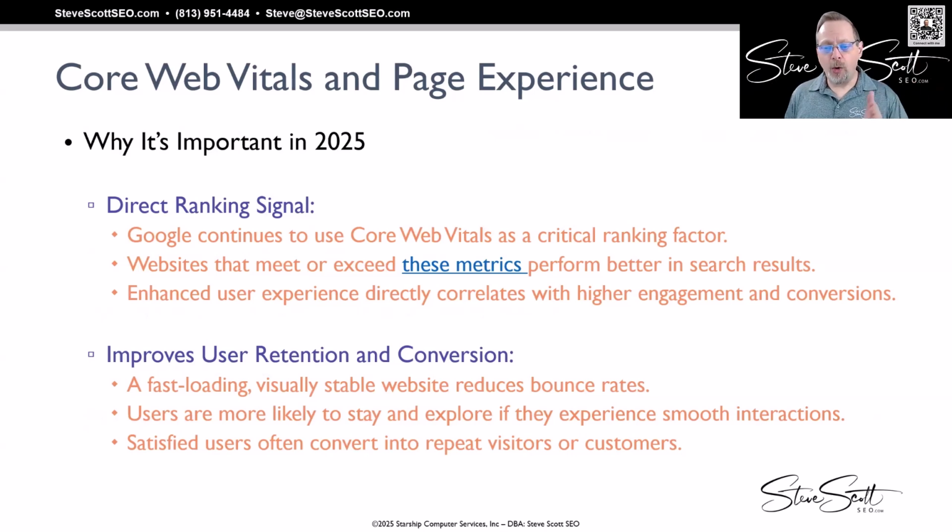Google continues to use core web vitals as a critical ranking factor. Websites that meet or exceed those metrics, and I have a link to the metrics there as well, perform better in search results. And enhanced user experience directly correlates with higher engagement and conversion. So you got to use them. It improves user retention and conversion. A fast-loading, visually stable website that doesn't move around reduces bounce rate. People don't get frustrated. They don't leave. They stick around. Users are more likely to stay and explore if they have a nice, smooth interaction. And satisfied users often convert into repeat visitors or eventually customers.